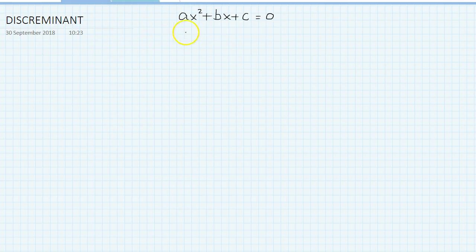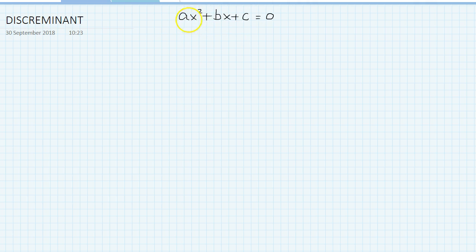Today we are going to talk about discriminant. Discriminant is a very important term. It comes in the solution of general quadratic equation.